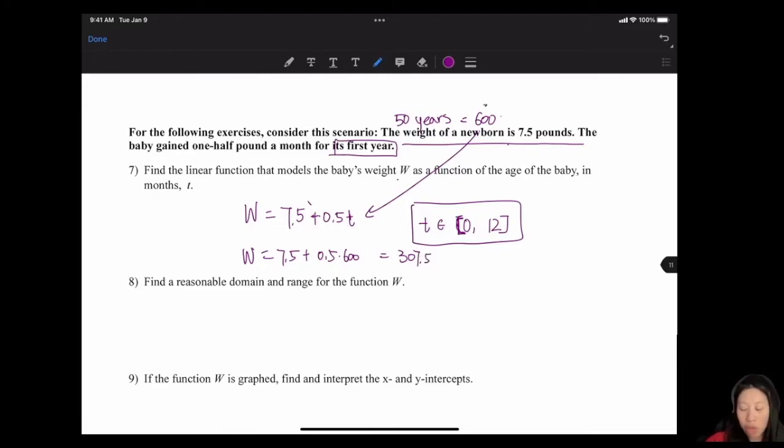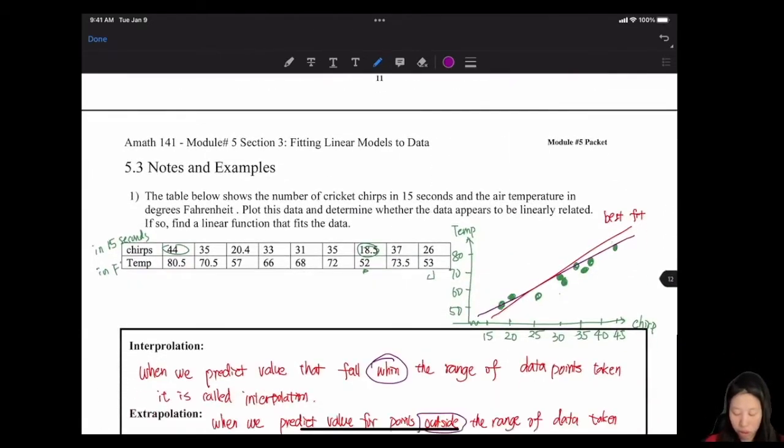So if we choose t equals 600, outside of the range, this is called extrapolation. Now that makes sense. When the data is within a reasonable range, we call it interpolation. So when we use that model to try predicting something outside of the range, it is called extrapolation.